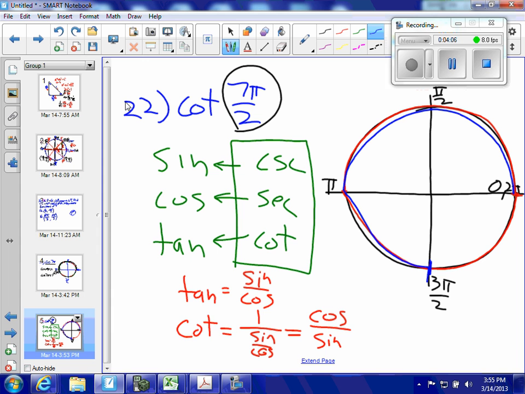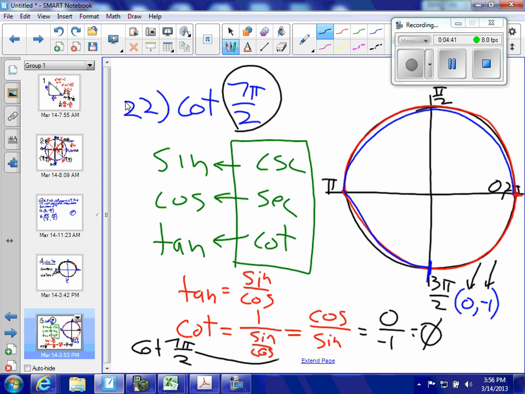The coordinates of 3 pi over 2 are 0, -1. Cosine is my x value. Sine is my y value. I want cosine over sine. That is 0 over -1. Cotangent of 7 pi over 2 is equal to 0.